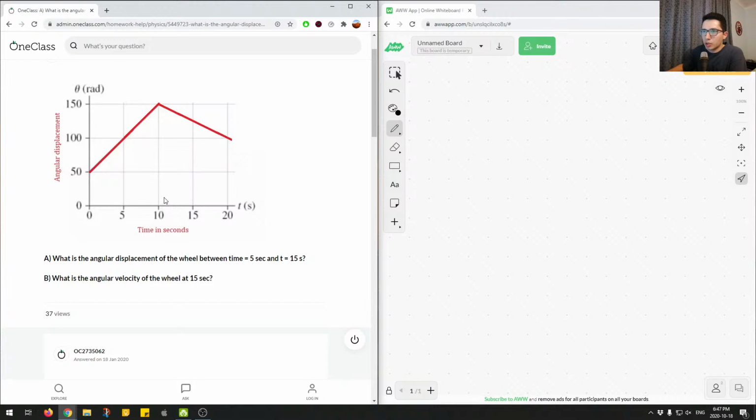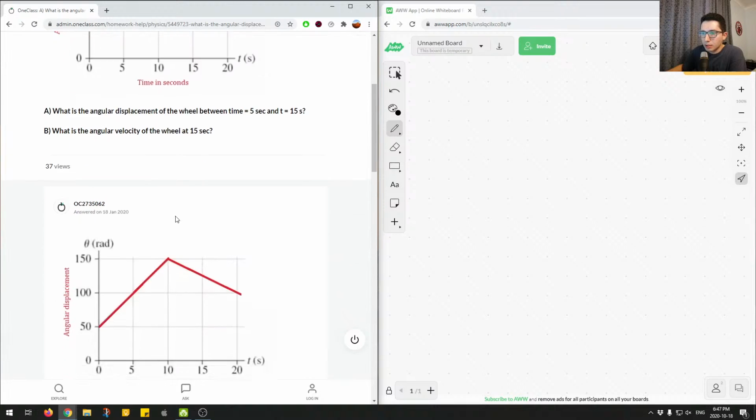So this first question gives us a plot, angular displacement on the y-axis, and then time in seconds. The first question, part A, what is the angular displacement of the wheel between time equals to 5 seconds and time equals to 15 seconds? And then part B, what is the angular velocity of the wheel at 15 seconds? So we're trying to evaluate for these two components based on this plot.